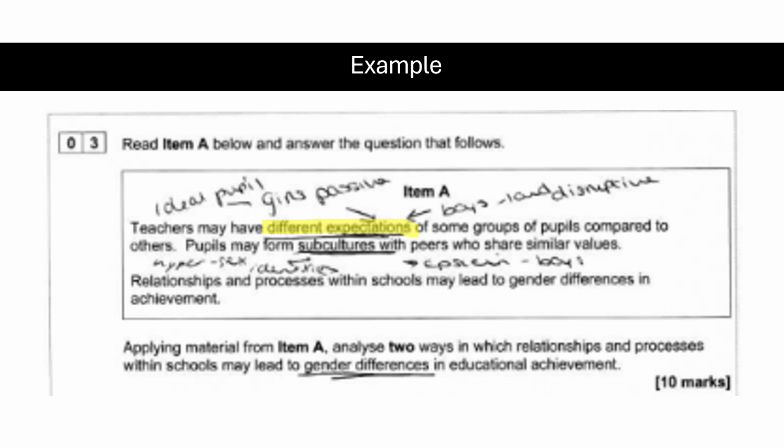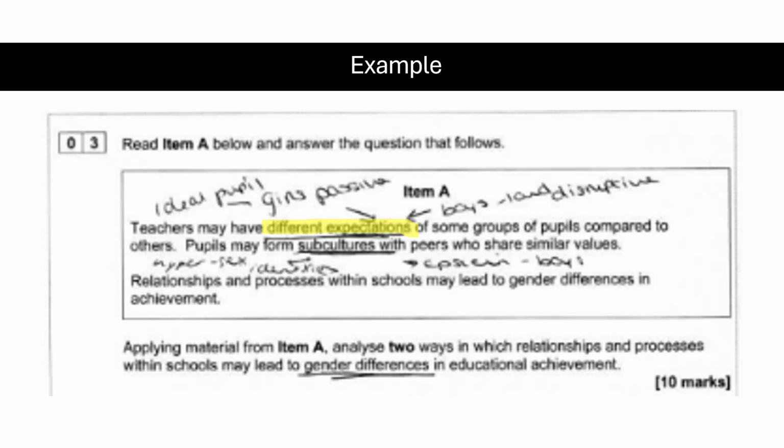So if we look at the item, this question is basically saying, what are the inside factors, 2 different inside factors that could lead to gender differences in achievement? As you can see, the student here has underlined 2 separate parts of the item, different expectations and subcultures. If you think back to your education topics of inside factors and gender, you would have looked at different expectations linked to labelling theory, and you would have looked at pupil responses in the form of subcultures and linked that to gender differences.